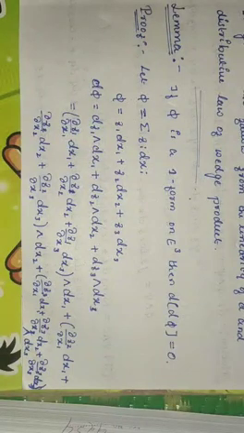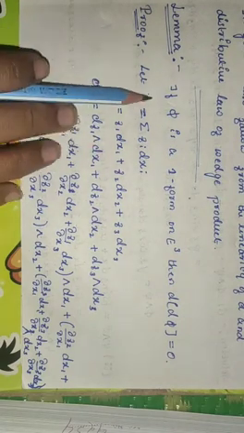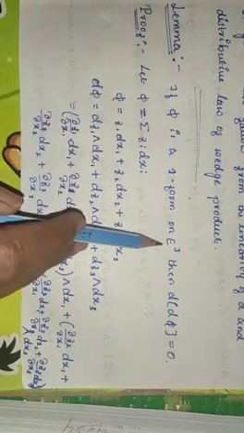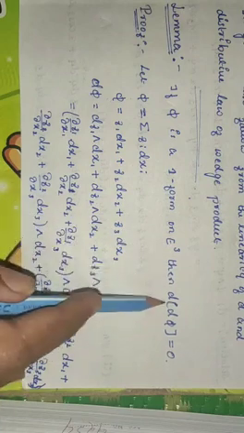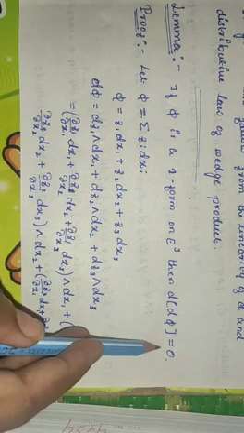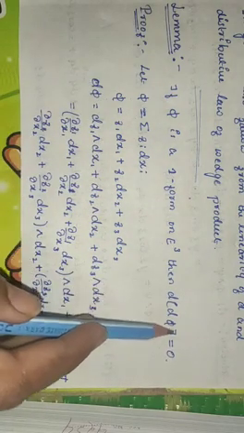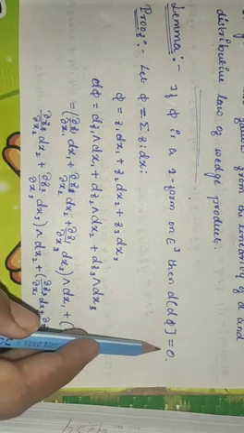Hello everyone. In this class I am going to prove a lemma. The statement of this lemma is: if pi is a one form on E3, then the exterior derivative of d pi equals 0. Okay, this is the statement of the lemma. Now we have to prove that d of d pi equals 0.